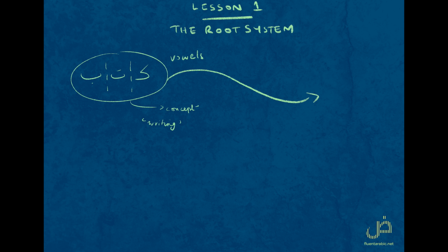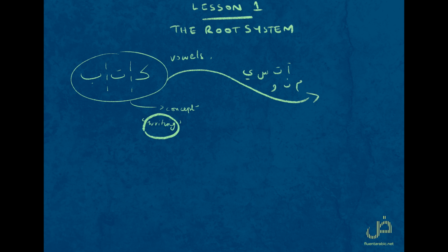short or long, and we can add certain letters like hamza, ta, sin, ya, mim, noon, and waw. So we can add these letters to it and we can add the vowels to derive different words from this root word, and all of them will be associated with the meaning writing. So let's look at examples.